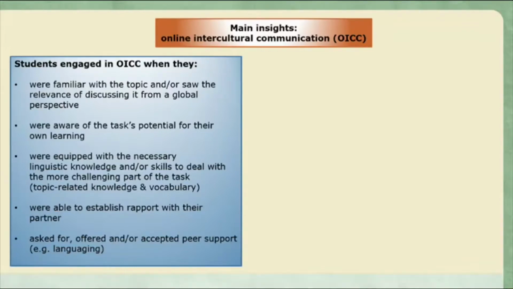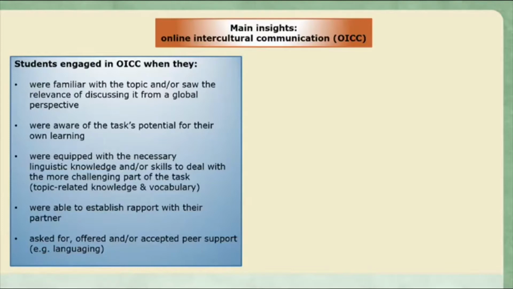So basically what we saw is that students were involved in online intercultural communication when they were familiar with the topic and when they saw its relevance, as a global topic. So sometimes students said, okay, we are not quite fond of talking about waste avoidance, but we see its relevance and we are curious about our partner's perspective on the matter. We also saw that it was important for students to be aware of the task's potential for their own learning. So for example, it helps me to get more fluent, or I learn new vocab.